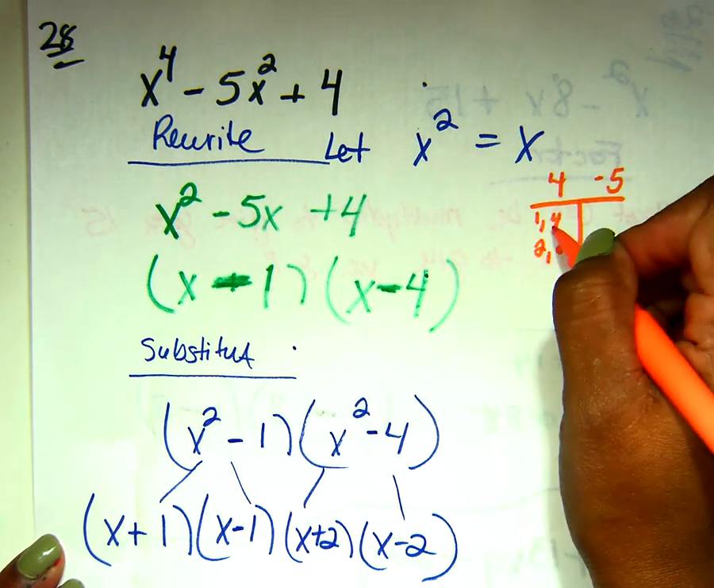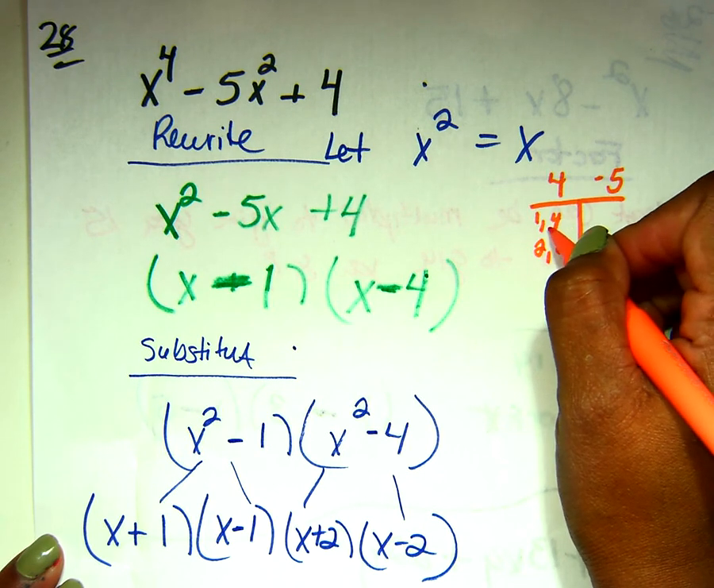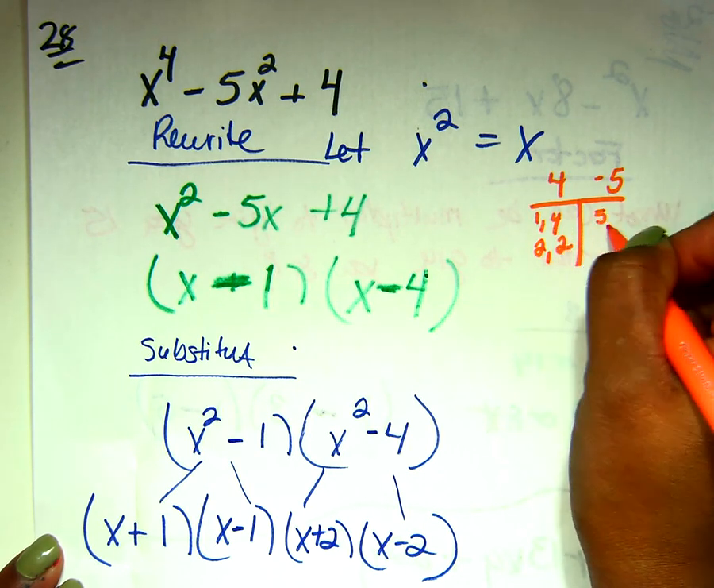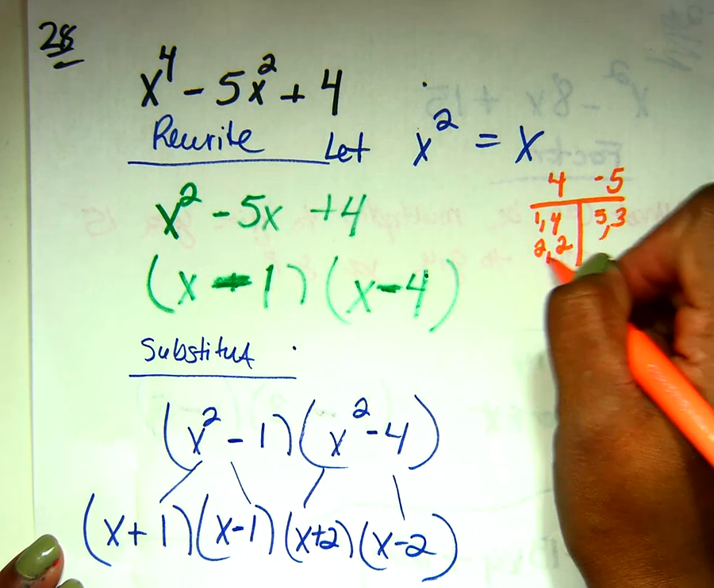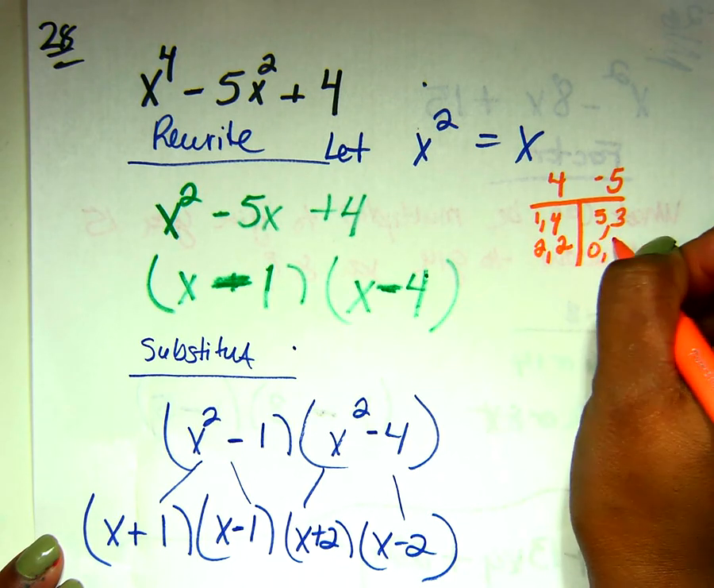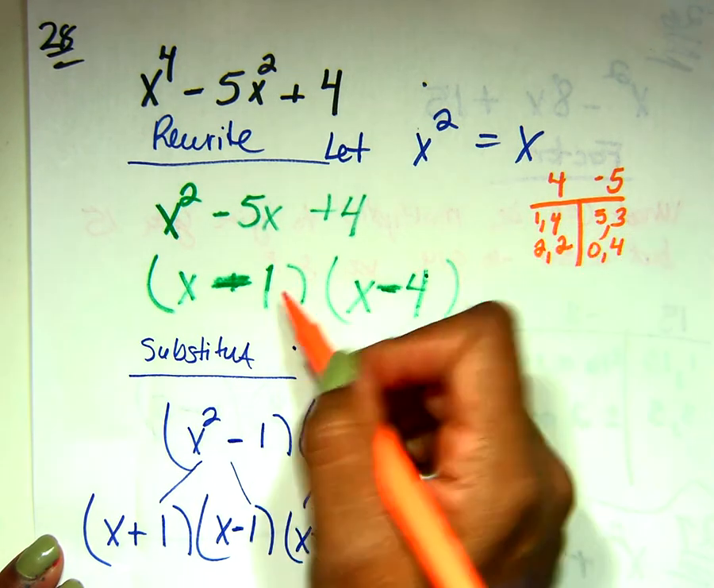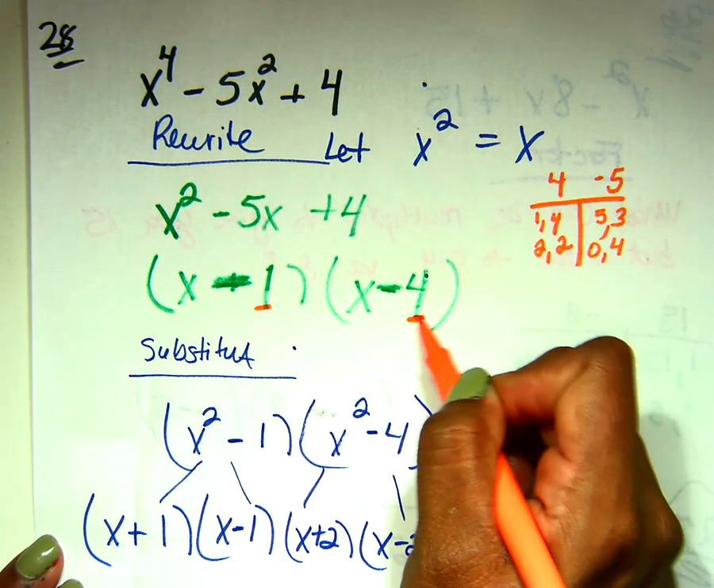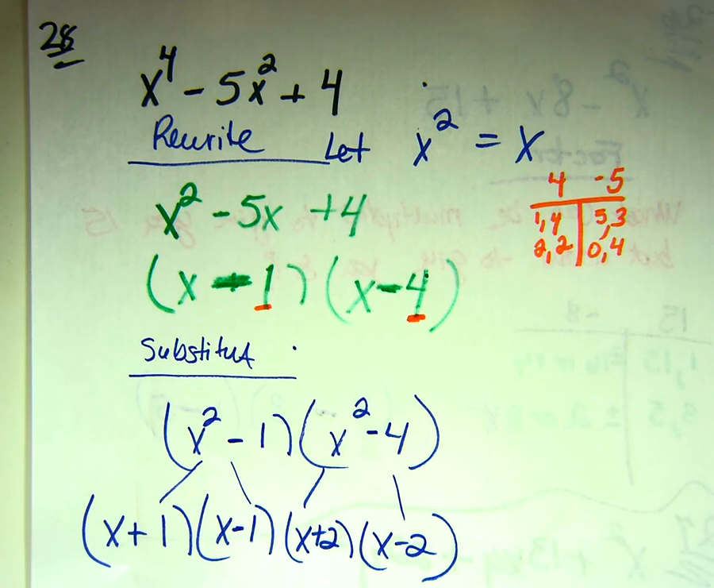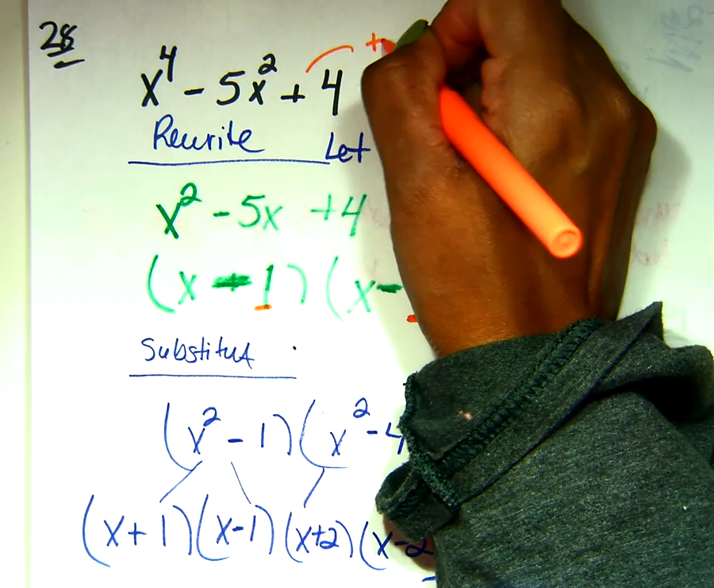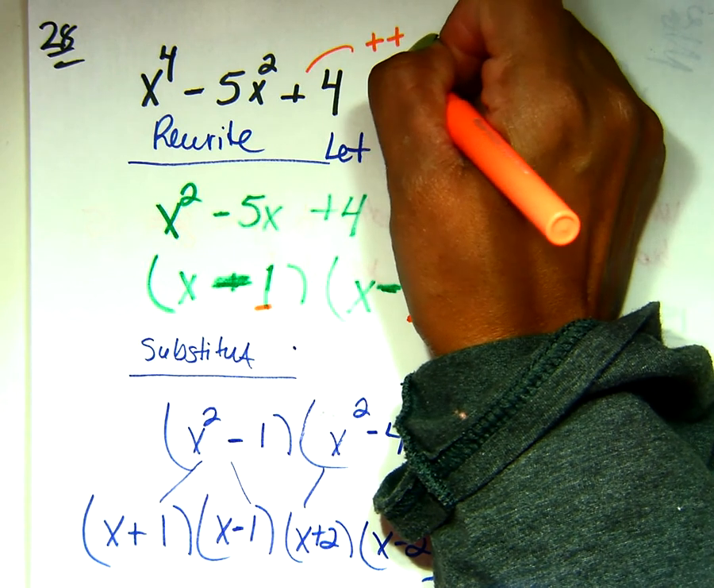Well, if you did 1 plus 4, that can give you 5. If you subtract it, that would be 3. This right here is either going to be 0 or 4. Well, we wanted 5, so we know we're going to have to use 1 and 4. So here goes your 1, there goes your 4. But now we have to determine whether it's negative or positive. Notice right here, this is a positive. So if this is positive, that means it's either going to be a plus and a plus, so 2 positives, or 2 negatives.